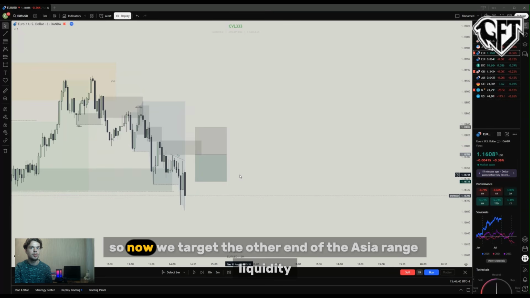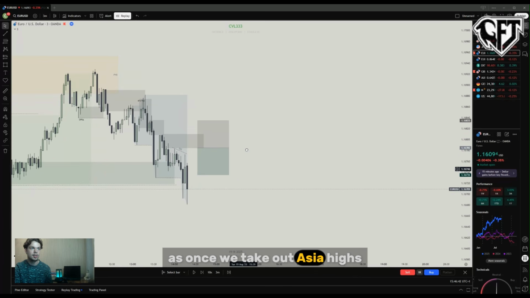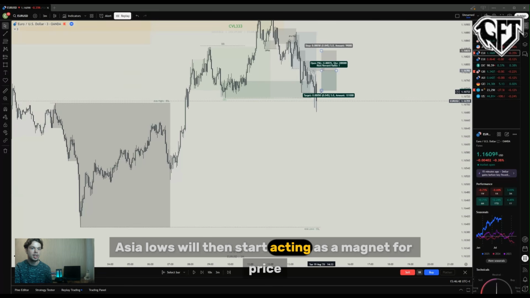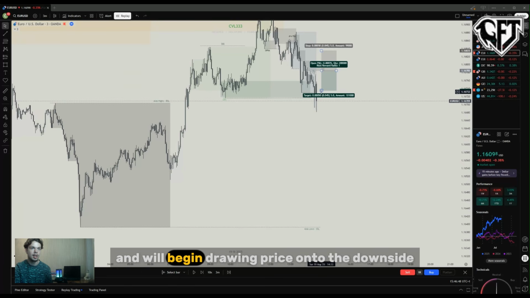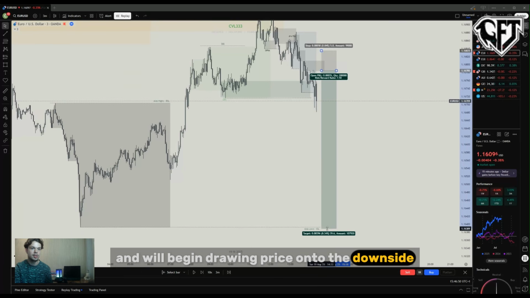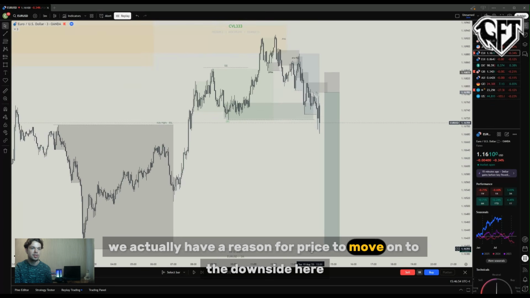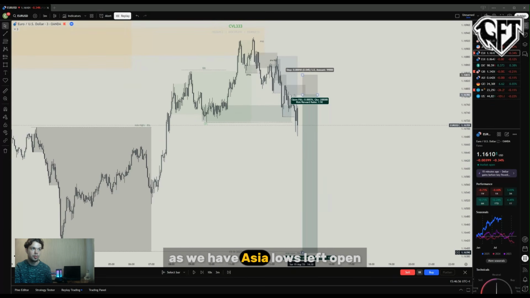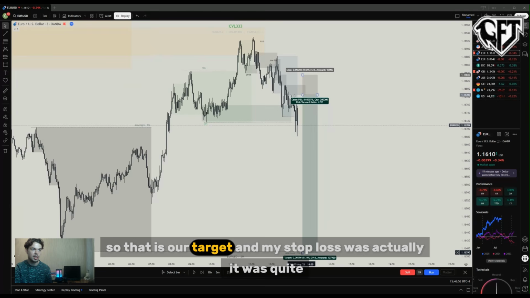So now we target the other end of the Asia range liquidity, as once we take out Asia highs, Asia lows will then start acting as a magnet for price and will begin drawing price onto the downside. So we actually have a reason for price to move onto the downside here, as we have Asia lows left open. So that is our target.